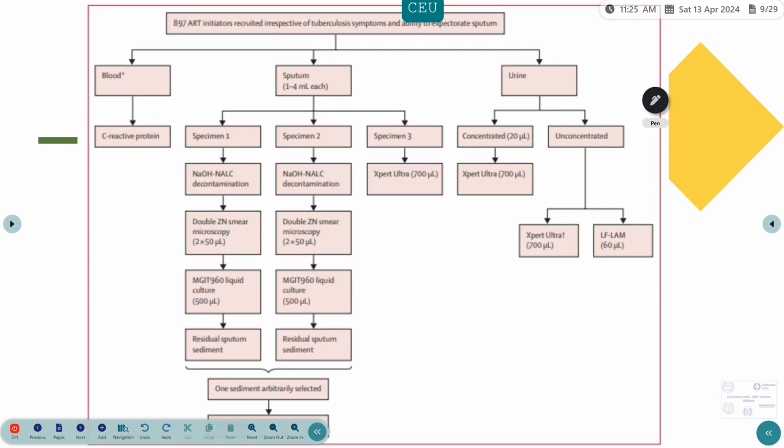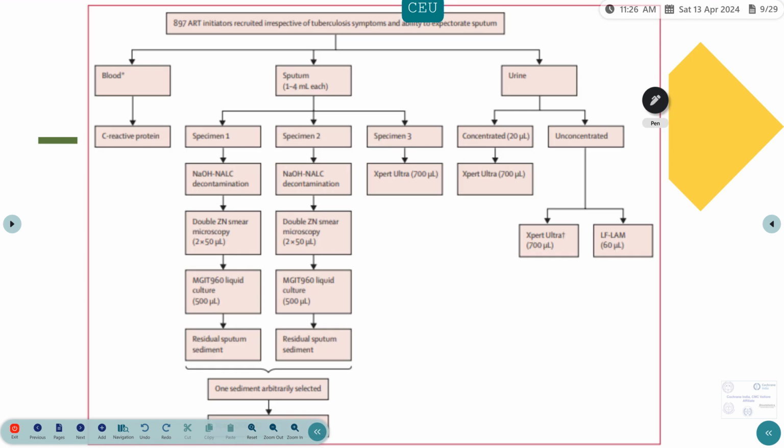This is just briefly to show what has been done in the trial. For all patients, blood was checked for CRP. Sputum was tested with Xpert Ultra, and cultures were also done. Urine was also tested with Xpert, and LAM was also done.